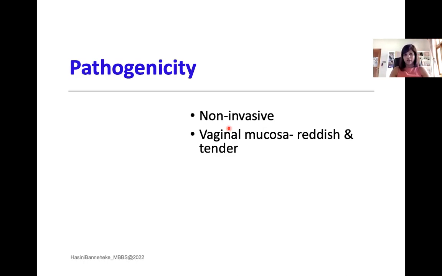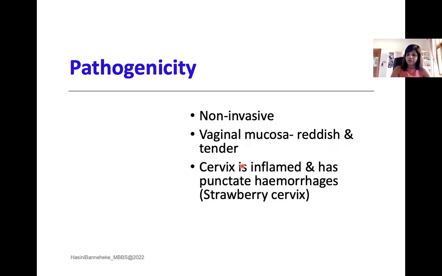Now you have learned about features of inflammation, as hopefully the first pathology lecture, at least in our time, was on inflammation, and they teach us the signs and symptoms of inflammation. So by now, if you had those lectures, you would know inflammation will make the vagina reddish and tender.